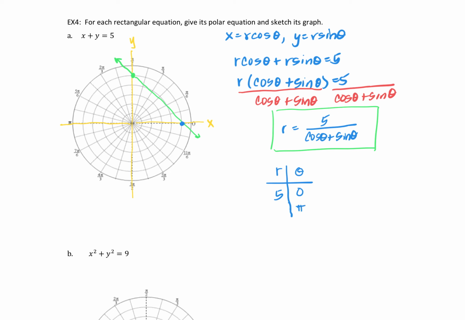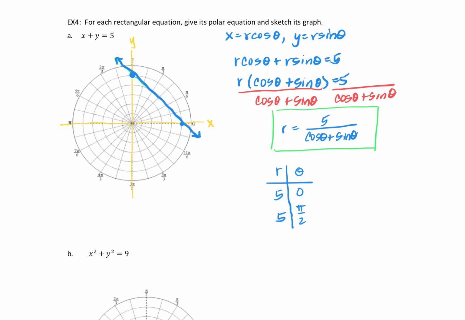But what if I use pi over 2? Cosine of pi over 2 is 0, sine of pi over 2 is 1, so this becomes 5 over 1, or 5. So when I go to pi over 2, I have to go 5 towards pi over 2, same point, same graph. So remember what I said is when we go from xy to polar points, the point is in the same place on the graph. We're just describing it in a different way.